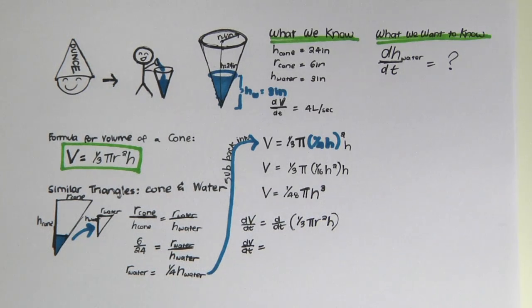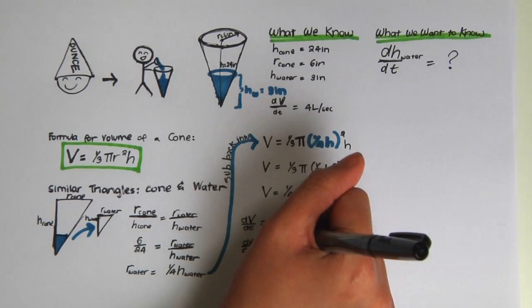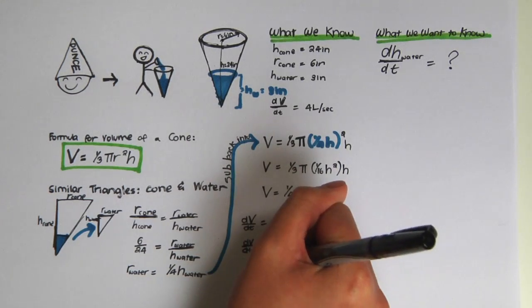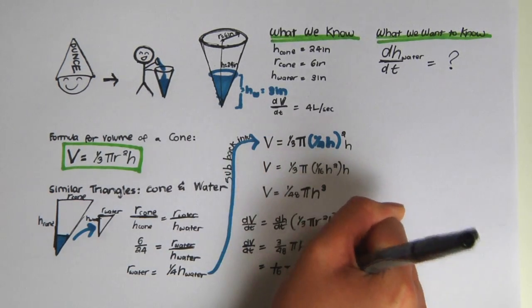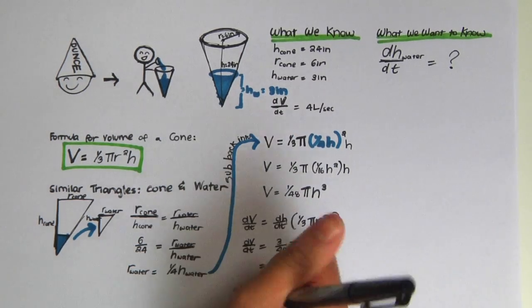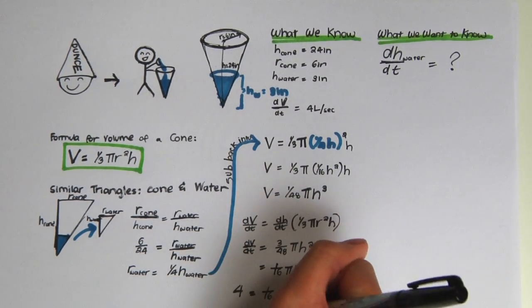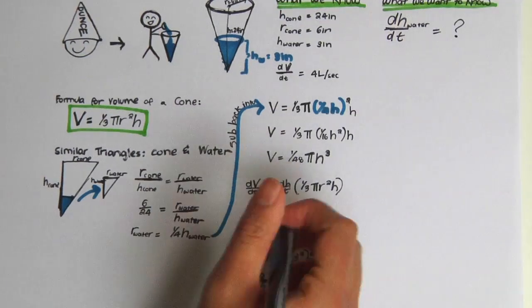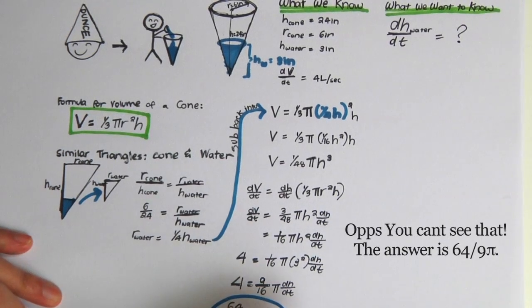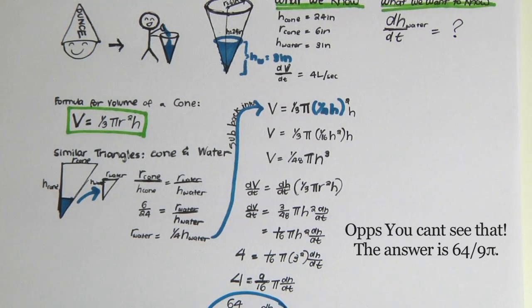Now we plug in the value for dV/dt, which as you recall is 4 liters per second, and the value for h, which is the height of the water, 3 inches. So now we have 4 equals 1/16 pi 3 squared dh/dt, and we're trying to solve for dh/dt. The 3 squared gives us 9. So now we have 4 equals 9/16 pi dh/dt. We can now isolate dh/dt by dividing 4 by 9/16 pi, and the answer is dh/dt equals 64/9 pi.